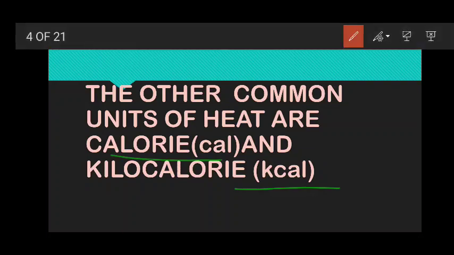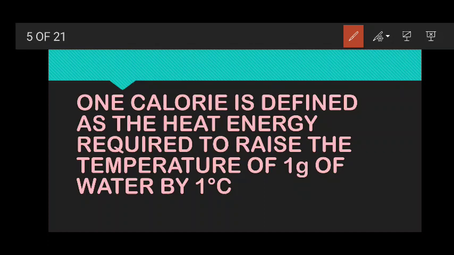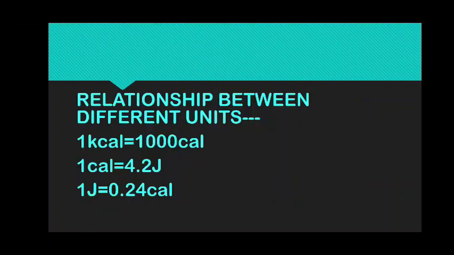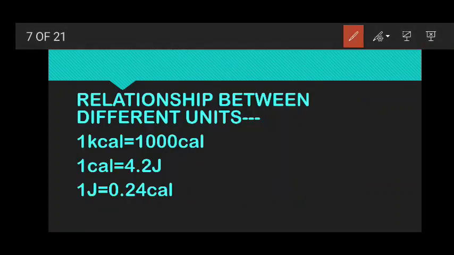1 calorie is defined as the heat energy required to raise the temperature of 1 gram of water by 1 degree Celsius, whereas 1 kilocalorie is the heat energy required to increase the temperature of 1 kg of water by 1 degree Celsius. So now I am going to discuss the relationship between different units of energy. So 1 kilocalorie is equal to 1000 calorie. 1 calorie is equal to 4.2 joule approximately, and 1 joule is equal to 0.24 calorie.